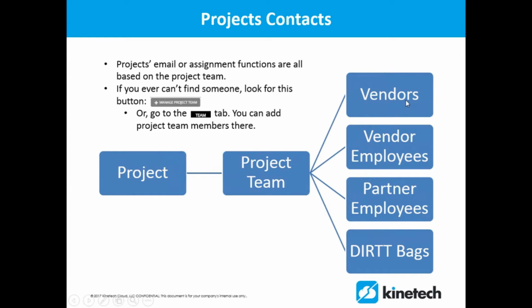And so on your project team, of course, you can have your vendors, as I had mentioned. Your partner employees will be on there by default. If you have someone new join, you'll probably have to add them to the ongoing projects. And then for new projects, they'll be automatically added. And then you can also add your DIRTT counterparts here as well. And of course, that's important if you want to copy them when you submit your order or on a deficiency, or just something else that they need to be in the loop on.